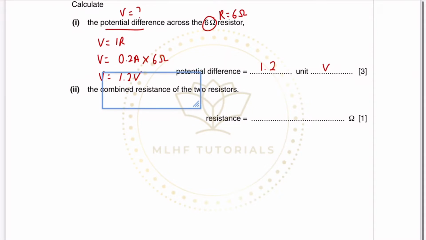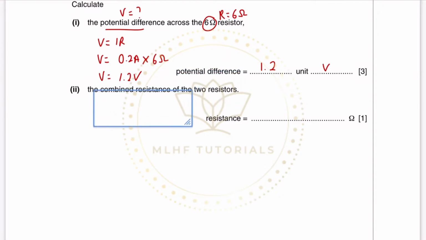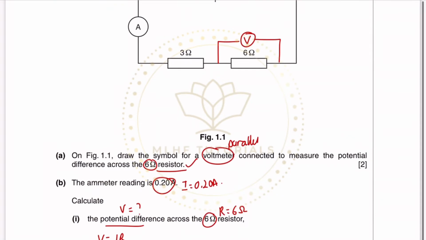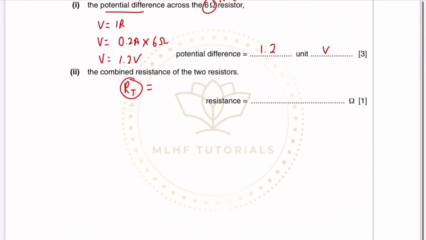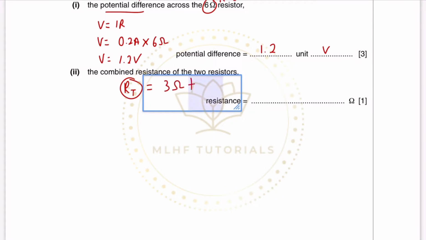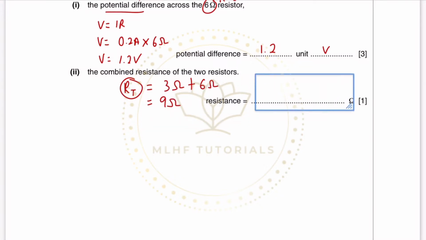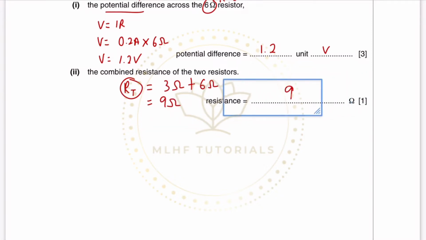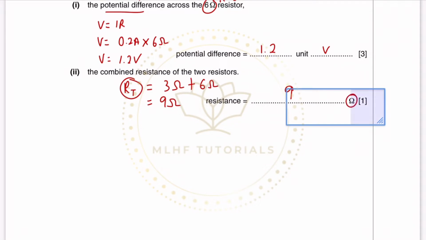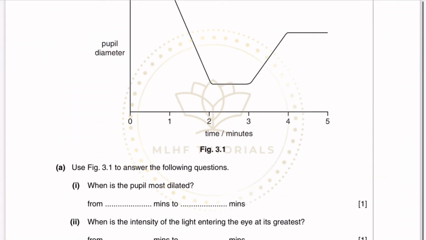The combined resistance of the two resistors. So I shall put the combined resistors as RT is equal to the two resistors. Go back to this diagram again. You can see that they are connected in series manner. So in series, we're gonna total them up together. So we're gonna have 3 ohms here, add with 6 ohms. That will give you 9 ohms. So resistance is 9 ohms. Okay, the unit is already here. Okay, on to the next physics question.